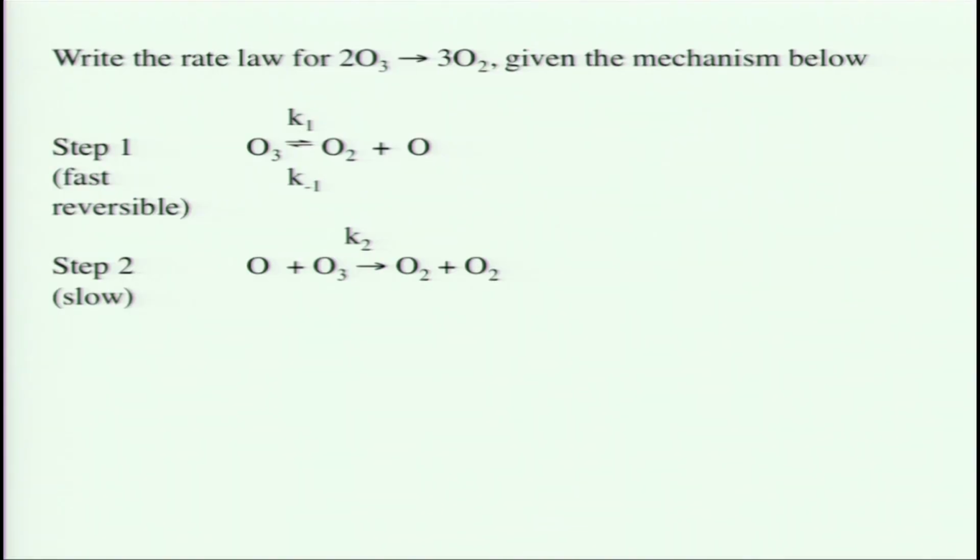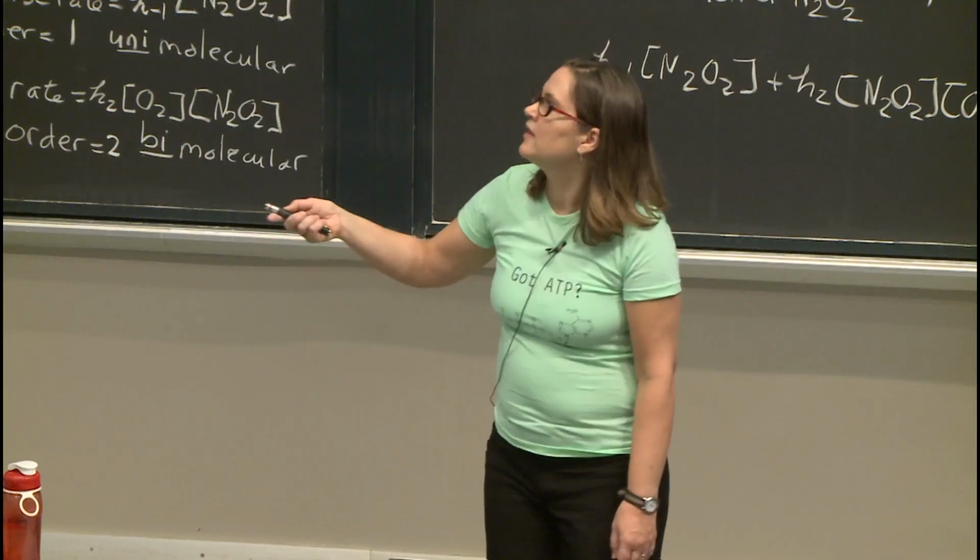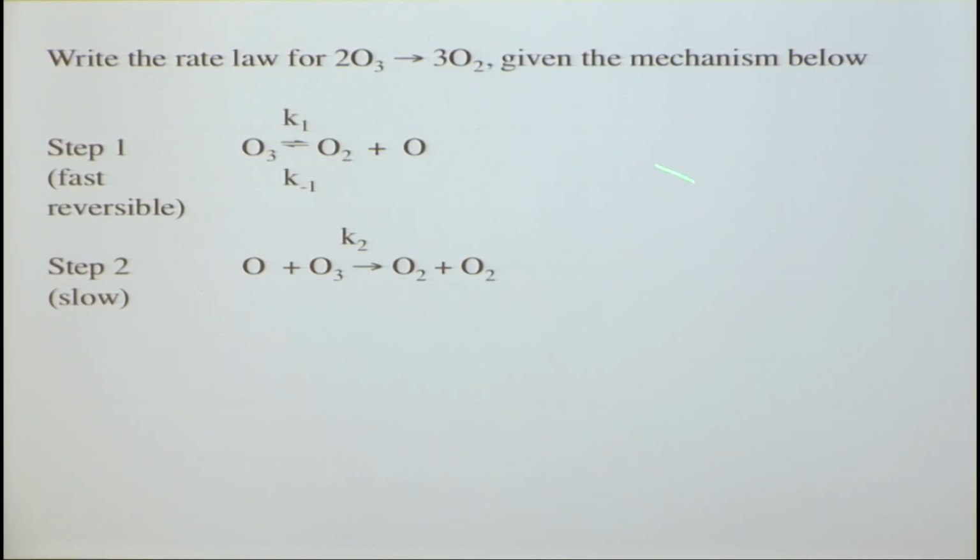Here we have the rate law for 2 molecules of ozone, O3, going to 3 molecules of O2. And ozone has been in the news a lot recently. So we want to keep our ozone layer. We don't want it to go away. So we have O3 going to O2 plus O, and you're forming an intermediate O. That intermediate is reacting with O3, forming our 2 molecules of O2.